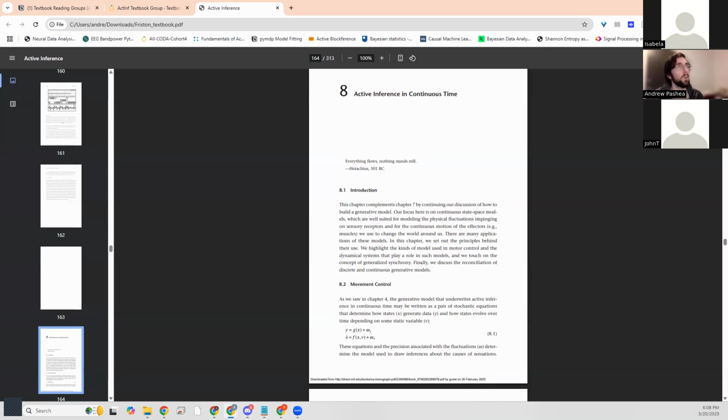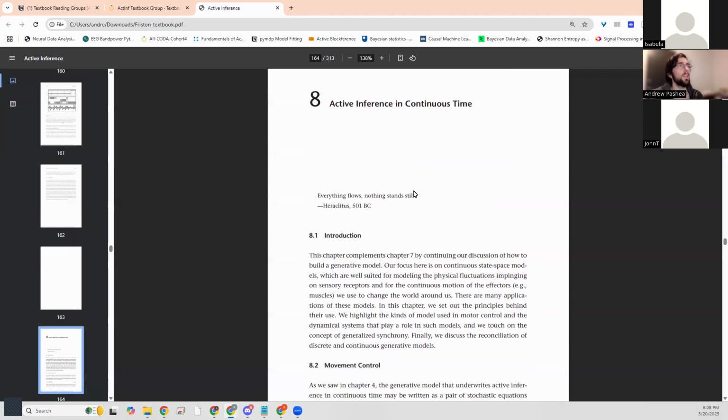So that's what brings us here to chapter 8, looking at continuous time models. These are arguably where active inference started. Neuronal signals are usually measured continuously, including from electroencephalography or EEG devices, as well as fMRI, as well as a variety of other physiological data, including things like heart rate.